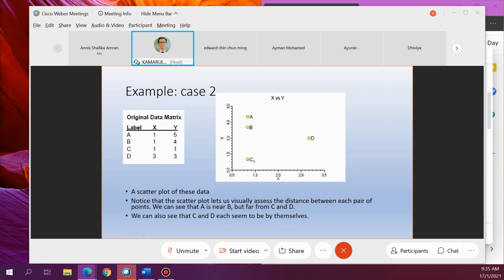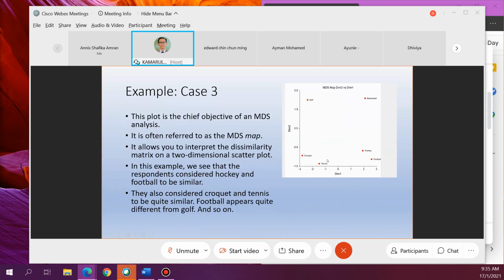So from here you can see that A is near to B, but far from C and D. It means that B is also far from C, and B is also far from D. So by doing this, you know that A and B are more similar compared to A and C, B and C, B and D, and C and D. All right.